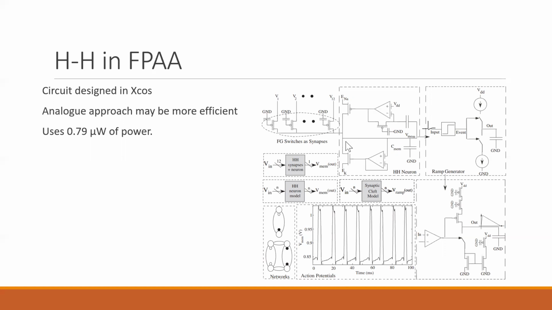Unfortunately, we couldn't get circuit level diagrams as this research did not share them. We can also see here that there's a ramp generator. The floating gate switches are acting as synapses here, and here we can also see the spiking behavior of these Hodgkin-Huxley neurons. This is a very famous characteristic, their spiking behavior. And what's interesting about this implementation is that it uses 0.79 microwatts of power.